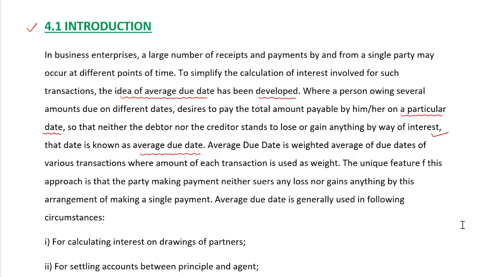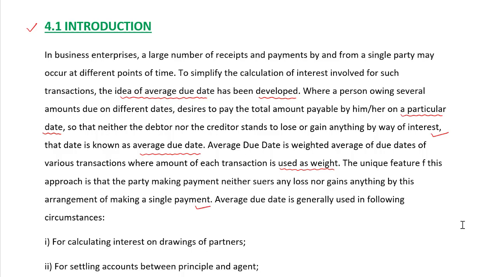Average due date is the weighted average of due dates of various transactions where the amount of each transaction is used as weight. The unique feature of this approach is that the party making payment neither suffers any loss nor gains anything by this arrangement of making a single payment.